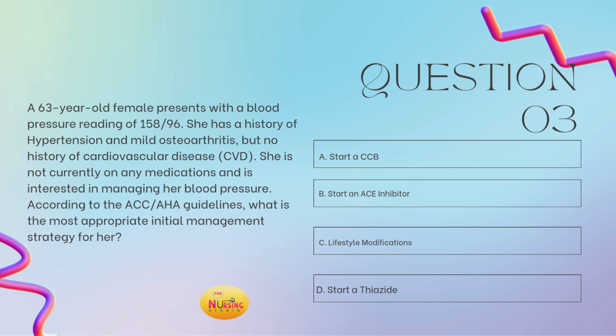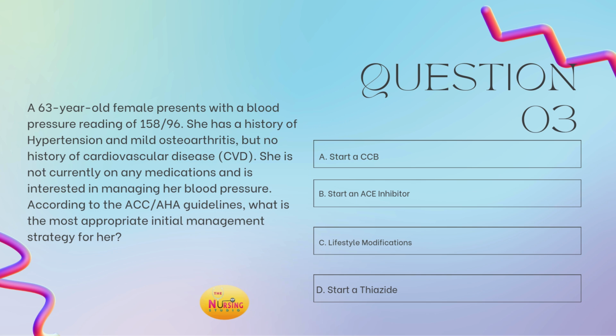All right, so the stem of the question states, according to the ACC and AHA guidelines, what is the most appropriate initial management strategy for her? All right, so let's see what's going on. We have this 63-year-old female. She comes in, her blood pressure is 158/96. This should instantly tell you we need to start medications, right? Because that exceeds all goal ranges that we know based on the ACC and AHA guidelines. So we know we're going to initiate some type of medicine, right? She has a history of hypertension and mild osteoarthritis, but she does not have any other comorbidities or cardiovascular disease listed, right? So it doesn't tell us gout or any allergies or anything that may cause us to eliminate any of the other medications.